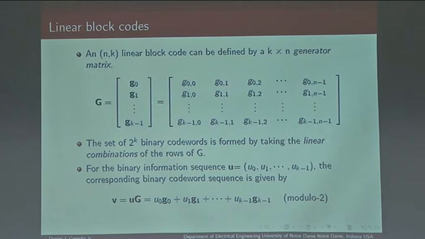It's not real addition. If you want to think in terms of logical functions, it's an exclusive OR operation. 1 plus 1 is equal to 0. And 0 plus 1 is equal to 1. So it's all modulo 2 arithmetic here.